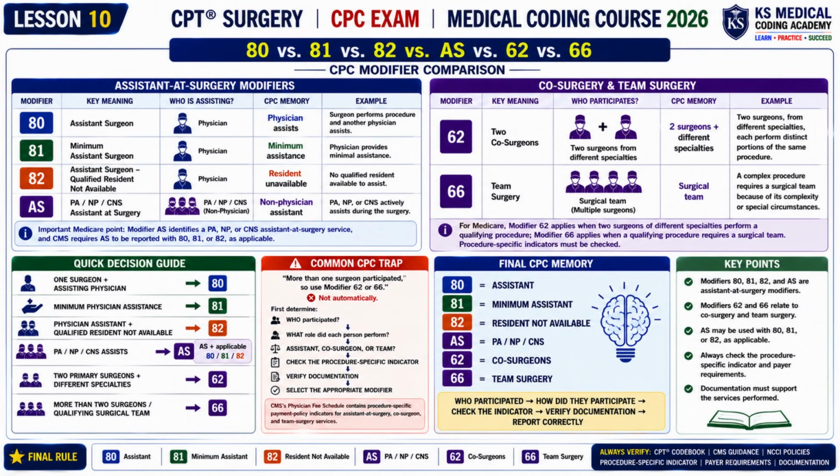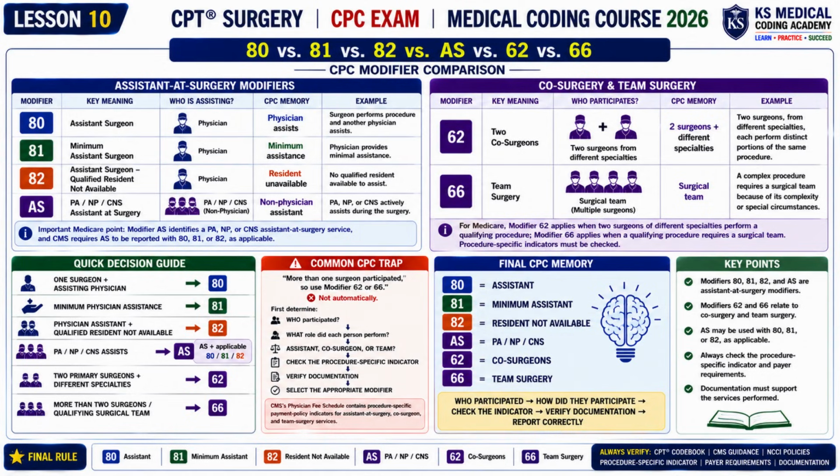Now we move to co-surgery and team surgery. Modifier 62 means 2 co-surgeons. The surgeons function as primary surgeons and perform distinct portions of a qualifying procedure. Modifier 66 means team surgery, where the procedure requires a qualifying surgical team because of its complexity or special circumstances.